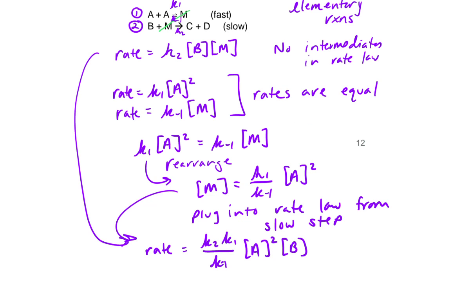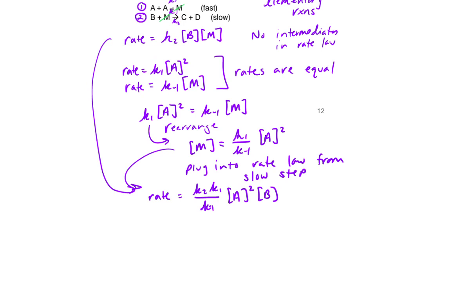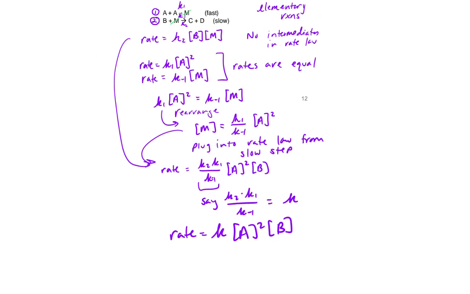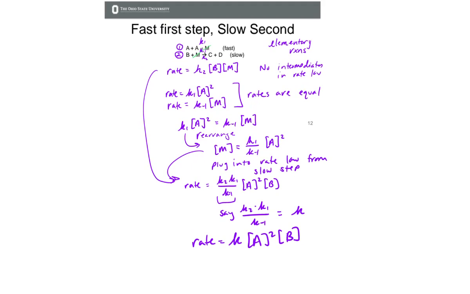Now, often what we'll do, because we're just multiplying rate constants together, we can say that K2 times K1 over K minus 1 is equal to a new rate constant. And often we don't give it a subscript, we'll just call it K. So when we write the rate law, we'll say rate equals K times A squared times B. And so that is how we obtain the rate law for a reaction mechanism with a fast equilibrium first step and a slow second step.